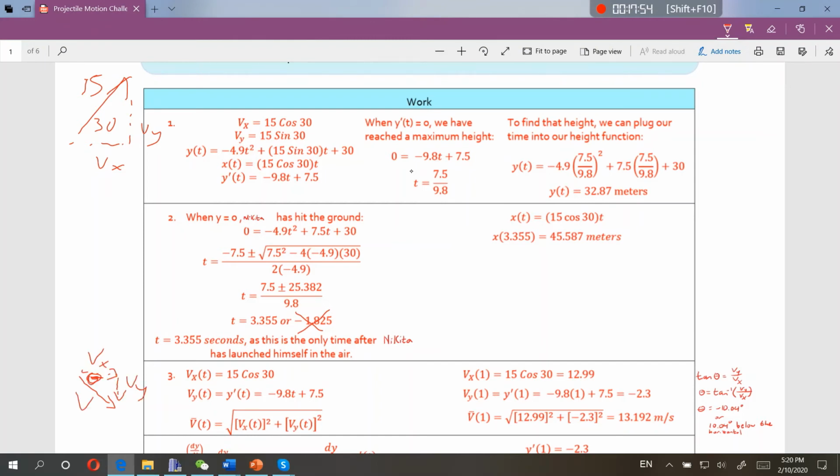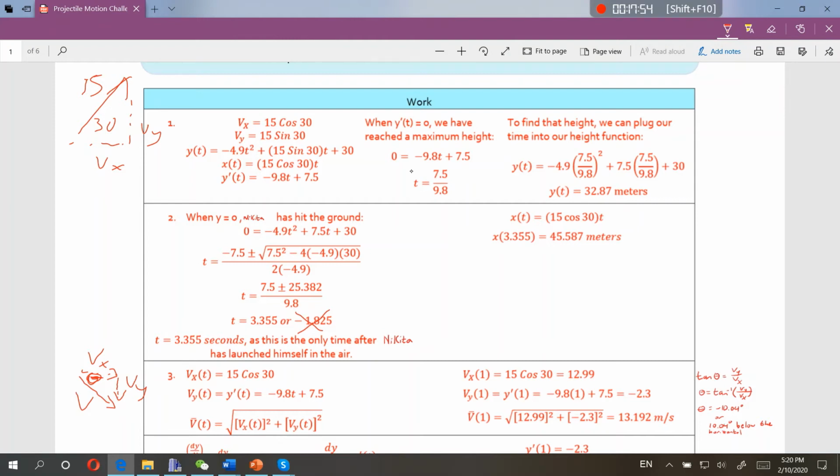So I could use Pythagorean's theorem with Vx and Vy to get V. That'll give me the magnitude of the velocity, which is around 13.2. And then to get the angle, I'm going to zoom in here. To get the angle, I use tangent. So here's my picture again: Vx, Vy, V, and theta. Tangent is opposite over adjacent, and that gave me my angle.